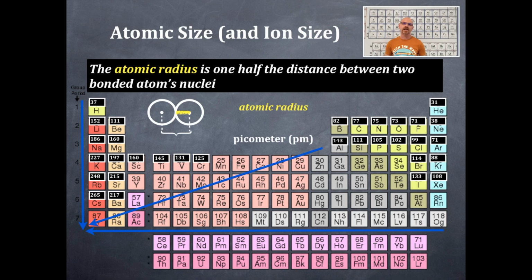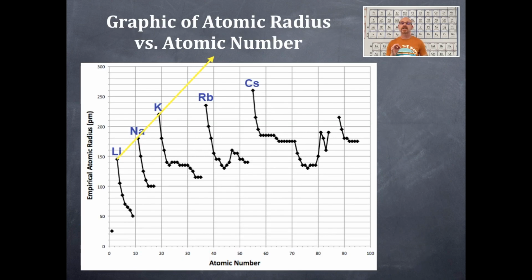Let's see what that looks like graphically. So here is a graph of the atomic radius and the atomic number. You should see that I've highlighted with that yellow arrow just group number 1 without the hydrogen. We have lithium, sodium, potassium, rubidium, and cesium. And as you see on that line there, every element going down the group gets larger as the atomic number increases. Hopefully that works for you.